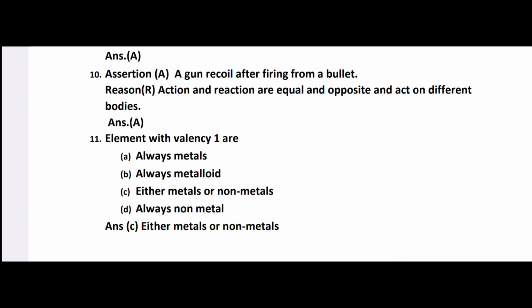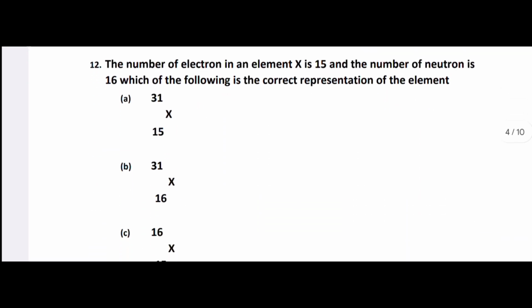Elements with valency 1 are called what? They are always metals, or always metalloids, or either metals or non-metals, or always non-metals. So the correct answer is option C. Elements with valency 1 are either metals or non-metals, right? Next is question number 12.